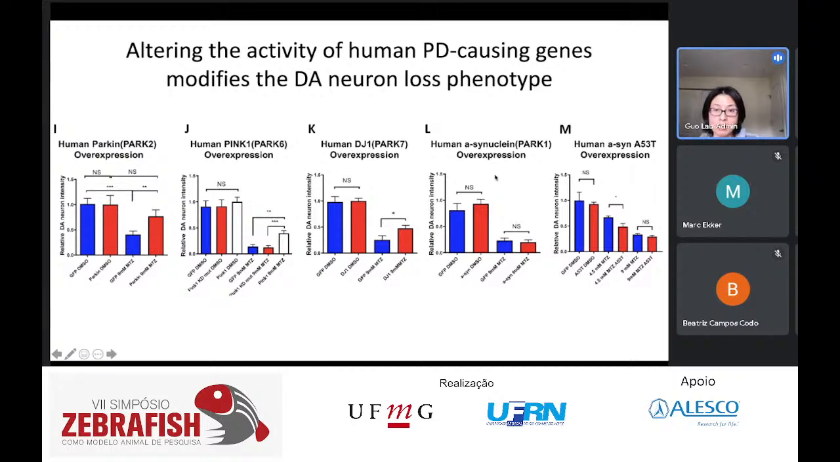And we also tested alpha-synuclein. Alpha-synuclein, as you know, is a gain-of-function mutation. When mutated, it leads to a dominant form of Parkinson's disease. So when we overexpress the mutant form of alpha-synuclein, we observed a worsening effect on the dopaminergic neurons. But for the wild-type form, we did not see a significant difference.